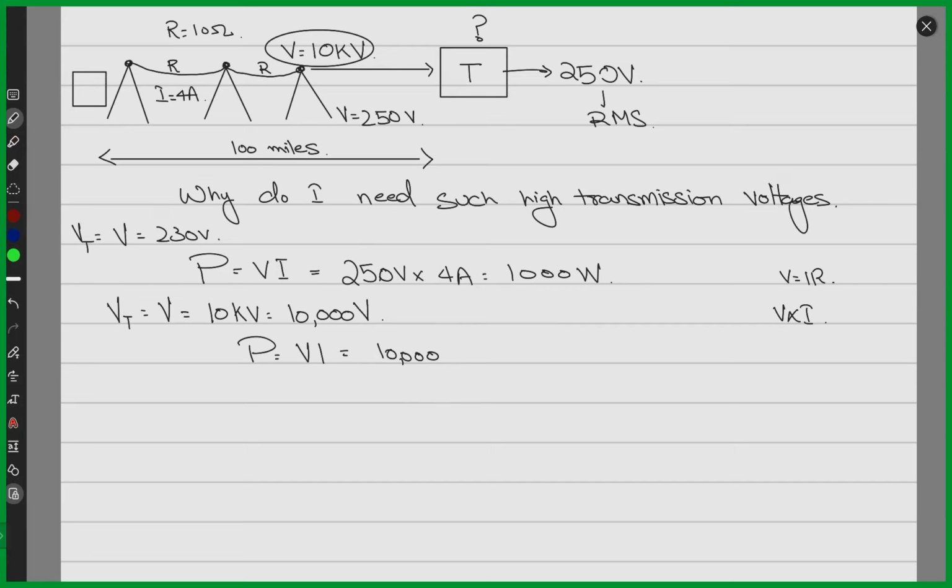2500. No, it's 40, right? I'm just asking how much of an increment is there in this? So as in, how much do you multiply 250 by to get 10,000, right?